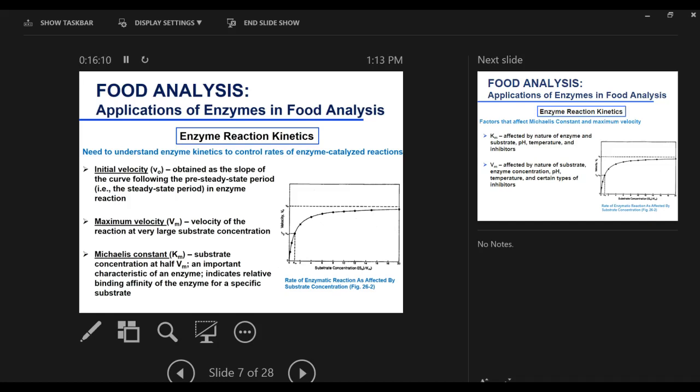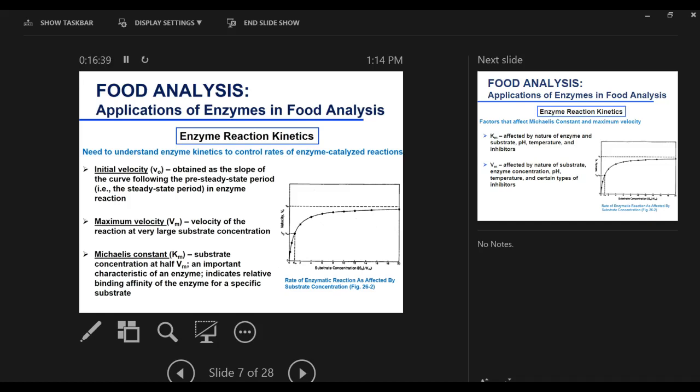Now, Km is another beautiful term that tells us a lot of information. So Km is Michaelis constant, but what is it really? When I ask you in an exam, what is Km, you tell me Michaelis constant. Okay, what does that mean? It doesn't tell me anything. You just named the person that named it. But what is it? It is the substrate concentration, Km.